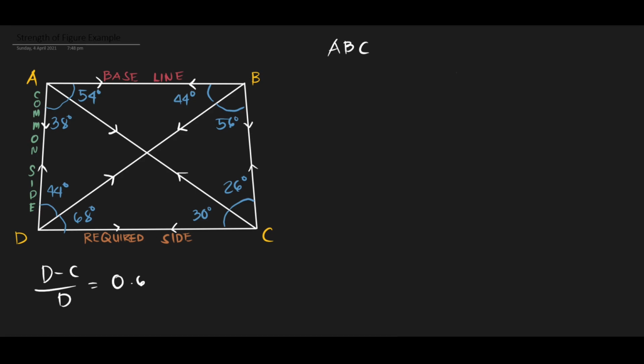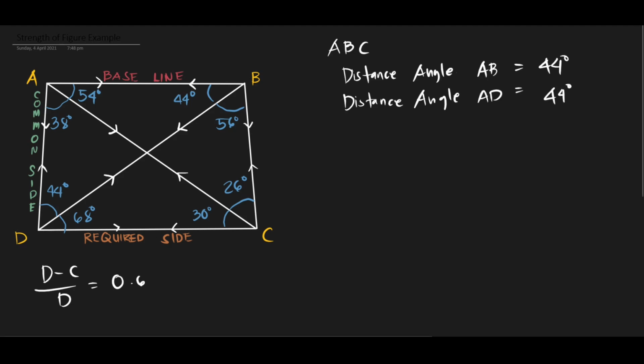Okay. So what will be the distance angle that we'll be using here? You will use the distance angle opposite the baseline. This will be distance angle AB. That would be 44 degrees, right? And then distance angle AD be equal to 44 degrees as well. So that's convenient. Now let's calculate for the delta. Let's say for delta AB.